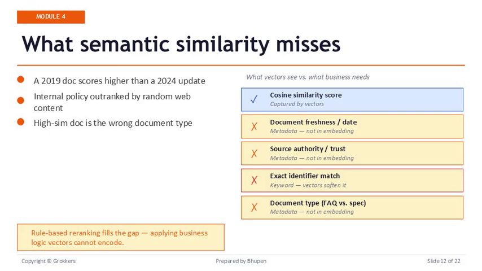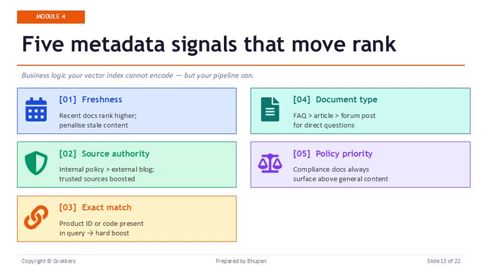And there are 5 specific signals that make the biggest difference. 5 signals that can completely change your ranking. And none of them live inside an embedding vector. First, freshness. Newer documents get a boost, older ones get penalized. In fast-moving fields like tech or compliance, last year's answer might be dangerously wrong today. Second, source authority. An internal policy document should always outrank an external blog post when someone asks about company procedure.